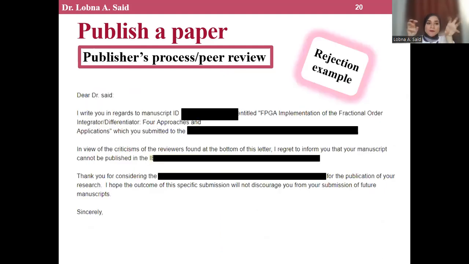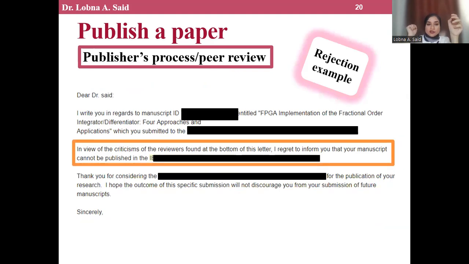I'm giving you some examples for rejection. Dear Dr. Said, I write to you regarding manuscript ID number, entitled, submitted to a specific journal. Let's focus on the rejection here. In view of the criticism of the reviewers found at the bottom of this letter, they always have comments, I regret to inform you that your paper couldn't be published in XXX. So it's okay, no problem. You take the comments and work on it.